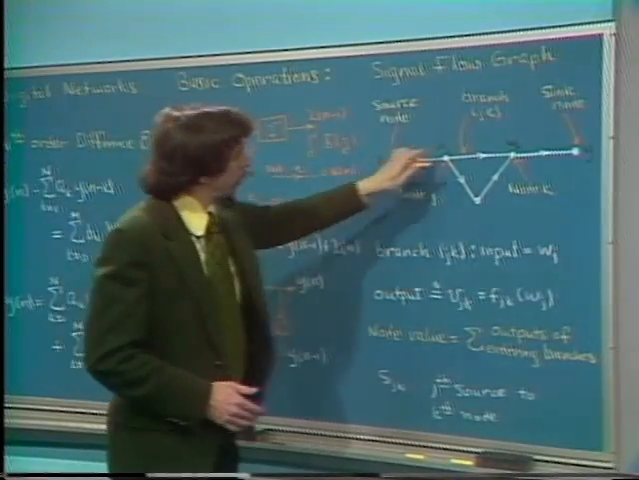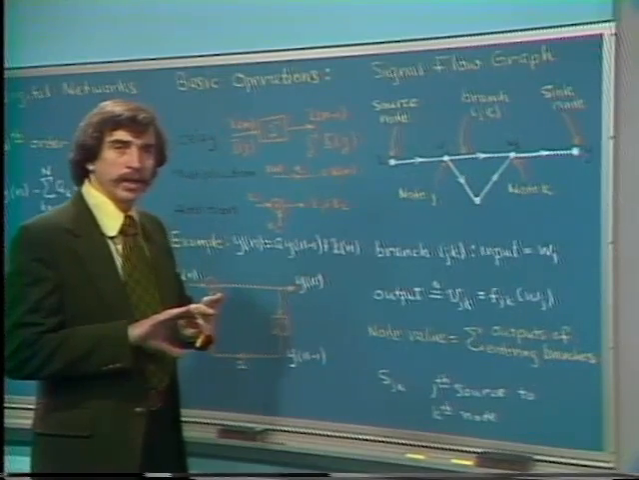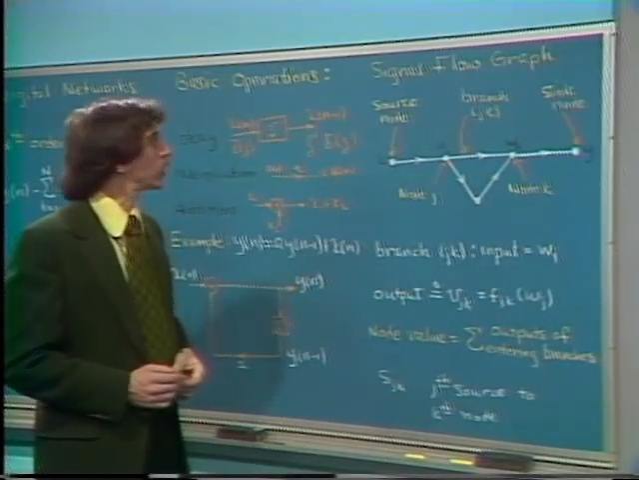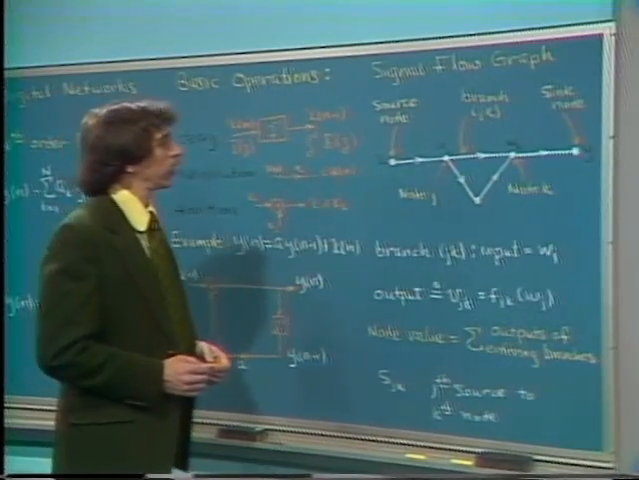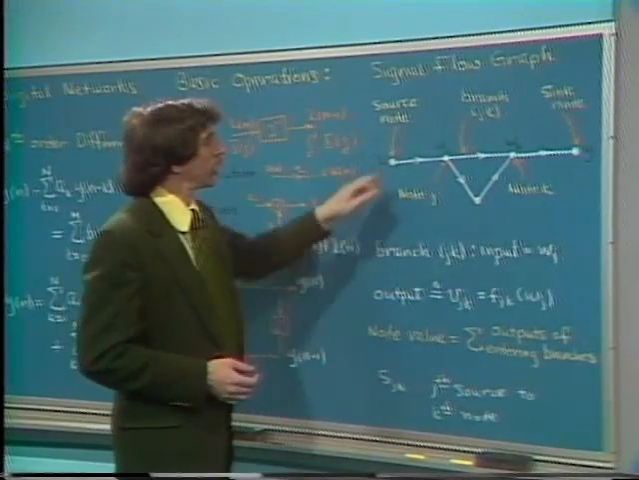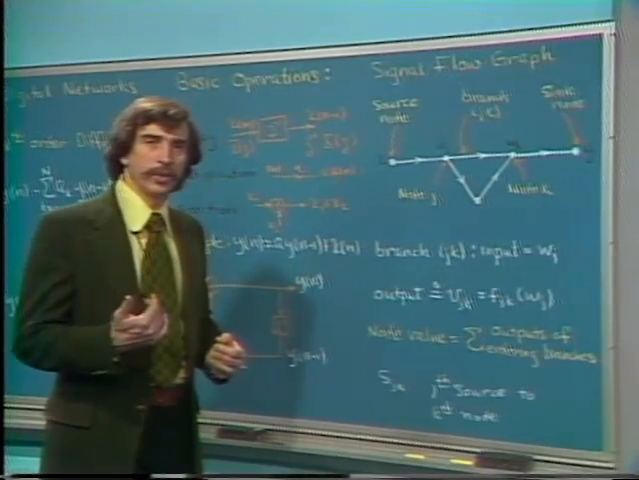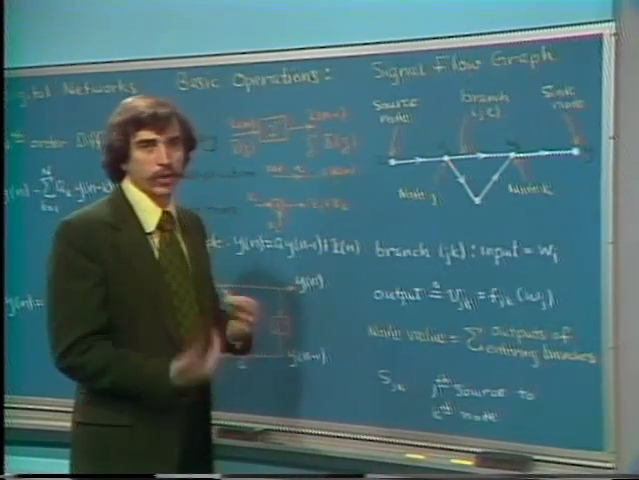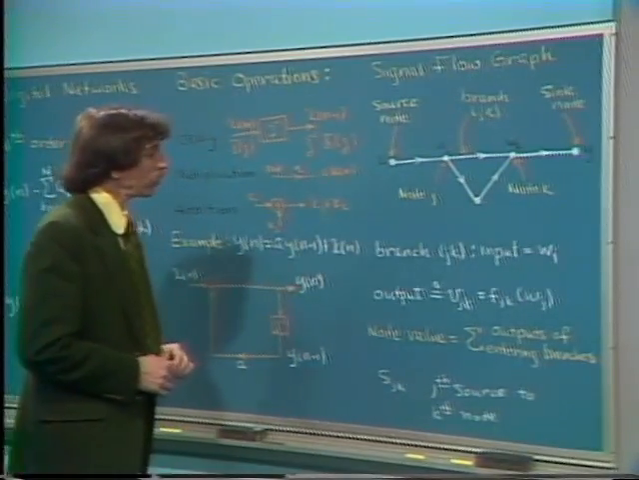Now, this defines essentially the notation. It doesn't yet specify what the algebraic construction of a signal flow graph is. So in particular, there are some rules that tell us how the node variables are related to inputs and outputs of branches, or equivalently the inputs and outputs of other nodes.